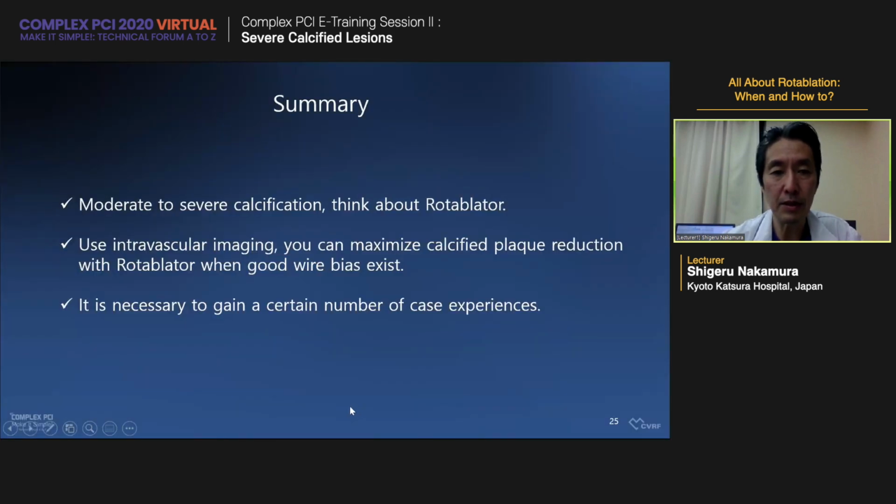So the summary: for moderate to severe calcification, think about the Rotablator. Use intravascular imaging, and you can maximize calcified plaque reduction with the Rotablator when good wire bias exists. It is necessary to gain a certain number of case experiences. Thank you for your attention.